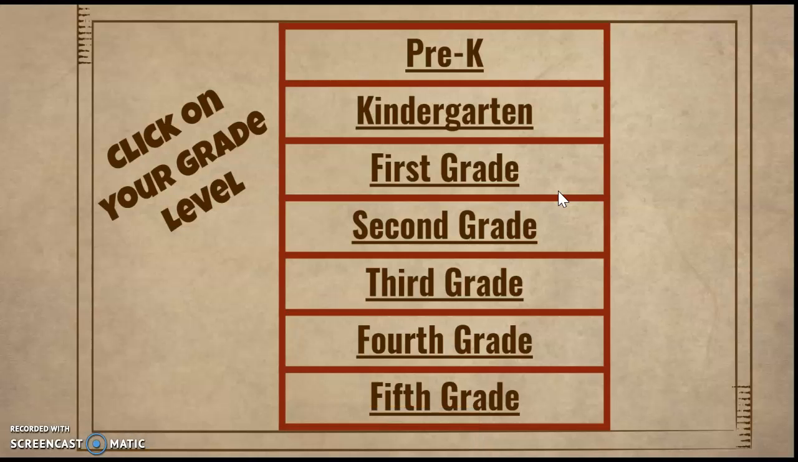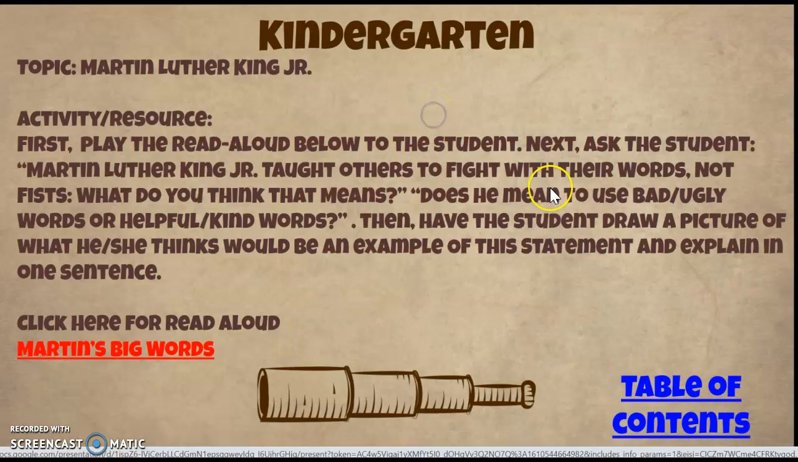Say you have 2, 3, 4 children and you just want to go to their specific grade levels. Like myself, I have a kindergartner and a third grader, so I may just want to go to those specific grade levels. Well, then I can click on kindergarten, and it will take me straight to the first kindergarten activity. Now, each grade level has 2 activities. This is kindergarten's first activity for Martin Luther King Jr. It tells me to first play the read aloud below.